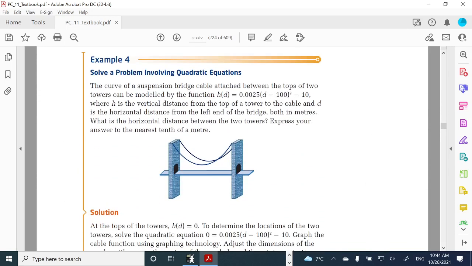the curve of a suspension bridge has this equation: H of D is equal to 0.0025, open a bracket, D minus 100, squared, minus 10. I would like to know the distance between the two towers, so I want the distance between the two X-intercepts. So I need the X-intercepts. This one we could set Y to 0 and solve for D. We'd get 2 answers, but we can use our technology to do it for us. So I won't bother with the graphing calculator. I'll just go right to Desmos for this one.